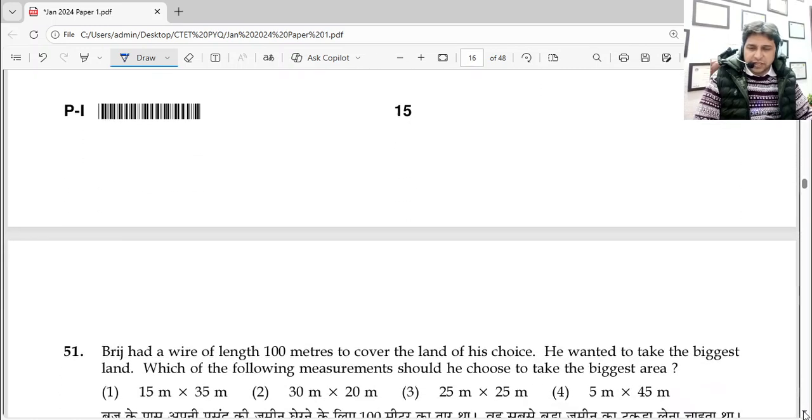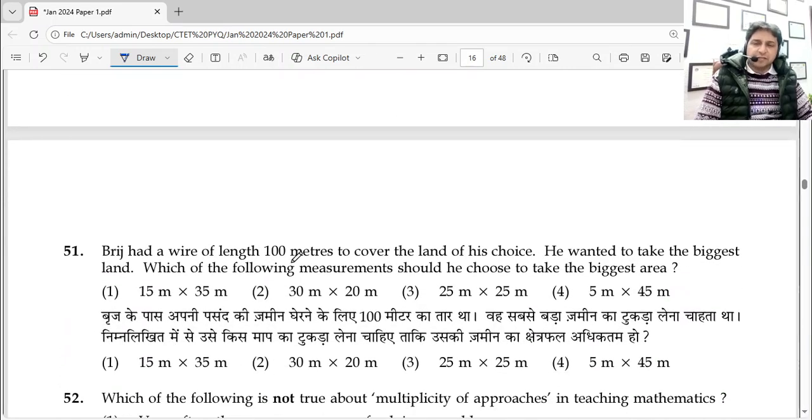Now look at number 51. Bridge had a wire of length 100 meters to cover a land of his choice. He wanted to take the biggest land. That means this should be the perimeter, whatever you want to call it. Which of the following measurements should he choose to take the biggest area?